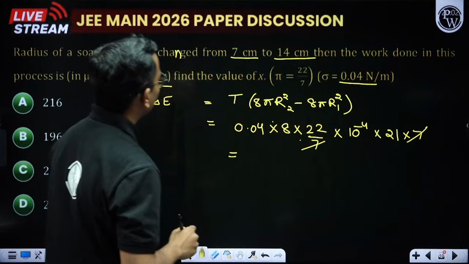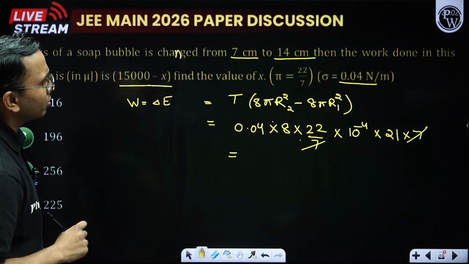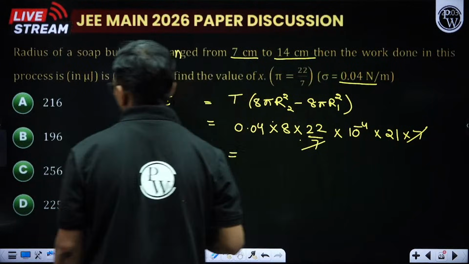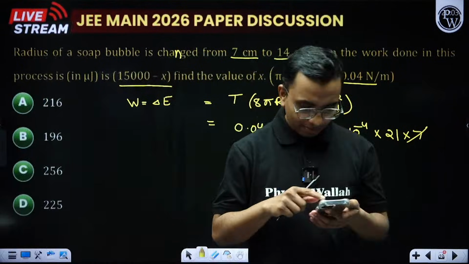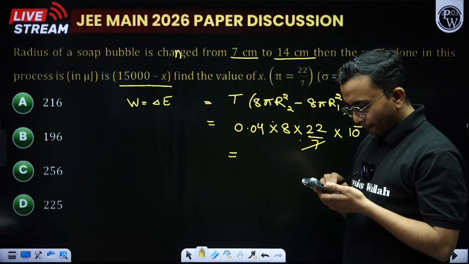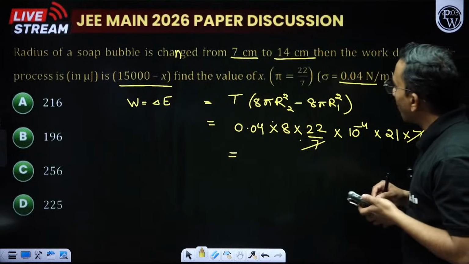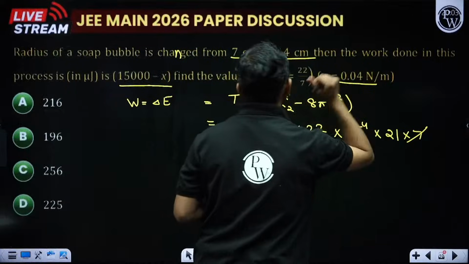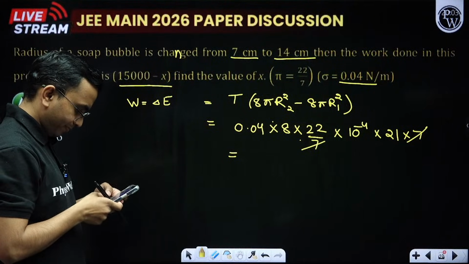Now we are having how much? Surface tension was 0.05 Newton per meter. I think there is some power mistake in this question. Let me check the original question. Just a minute. It might be a typing error or something like that. Let us check again. T is 0.04. I think here there must be some error in the surface tension. Let me check how much should be the power there, by the way.